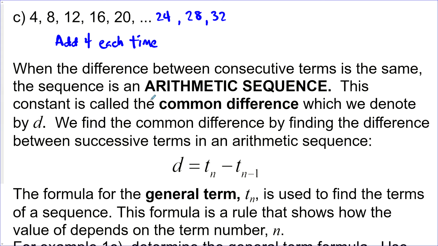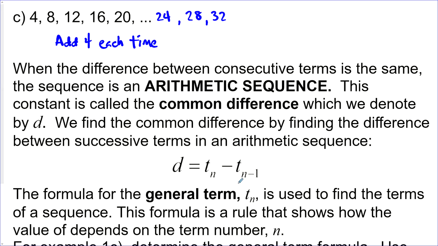Now, that word is also pronounced arithmetic under different circumstances, but as soon as it's a sequence, we call it arithmetic. This constant is going to be called the common difference, and we're going to use D to denote the common difference. And we find the common difference by taking any term and subtracting the preceding term. So 20 minus 16 is 4, or 24 minus 20 is 4. And of course, it doesn't matter which two terms you're working with, the common difference will always be the same.